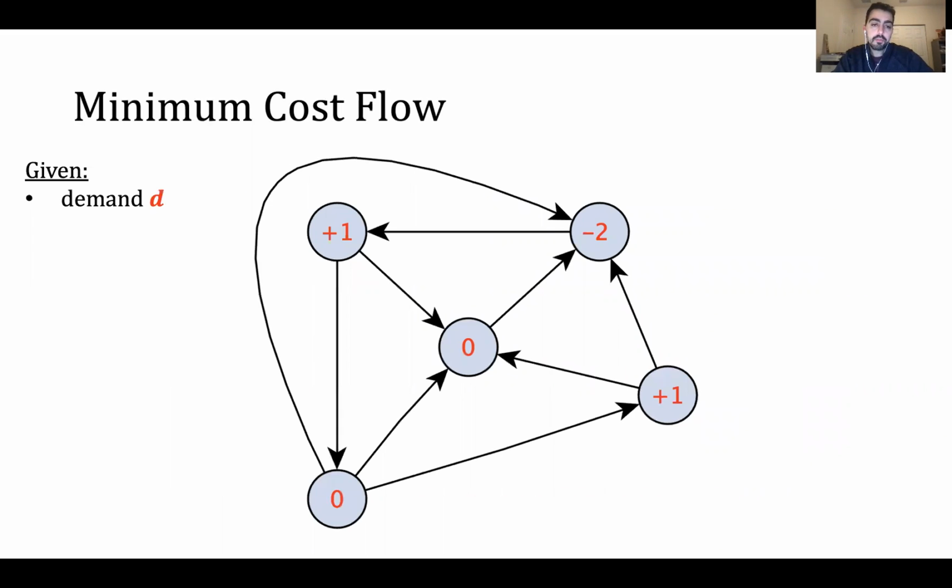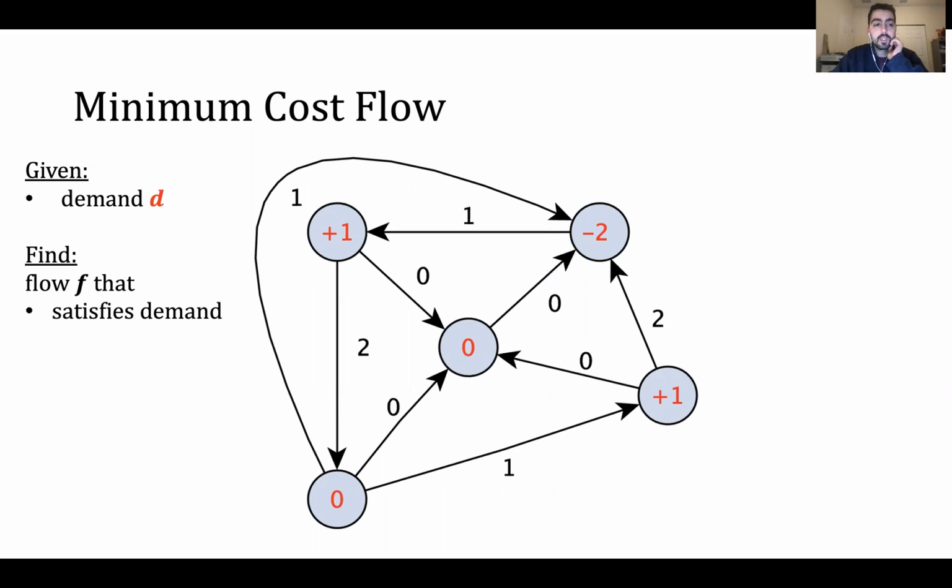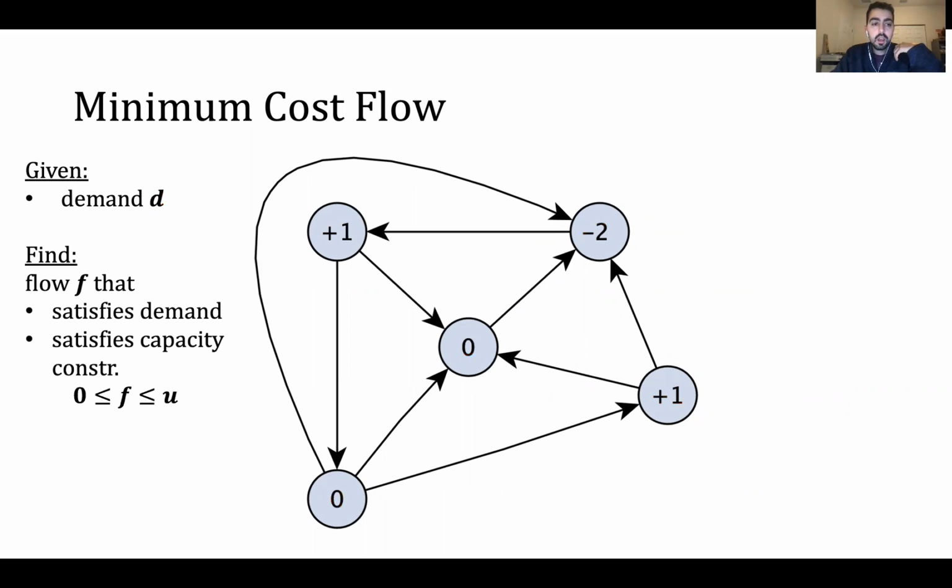We have a graph and we're given a demand vector, and we're looking to find a flow that satisfies this demand, meaning that the net flow through each vertex is equal to the prescribed demand on that vertex. Additionally, we want to satisfy some capacity constraints on each edge. Here's a flow that satisfies those.